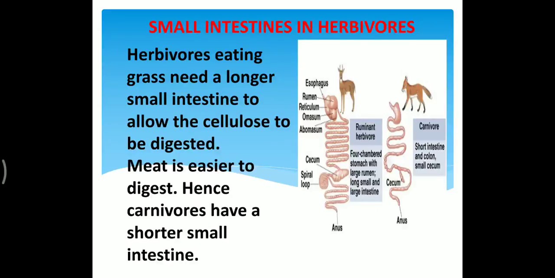Meat is easier to digest compared to cellulose. Ma'am, are you saying that non-vegetarian food is easier to digest than vegetarian food? No, it's not like that. Here I'm talking about herbivores, where they eat the raw plants directly. Hence, carnivores have a shorter small intestine.